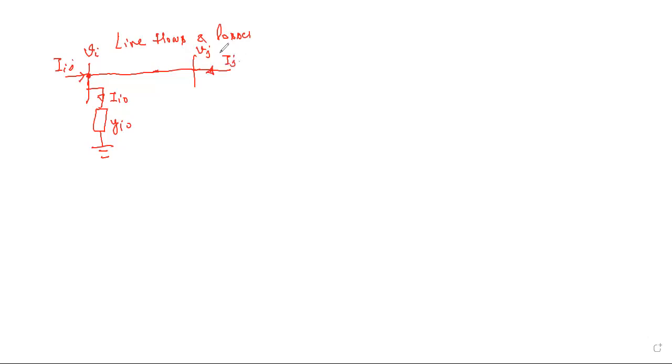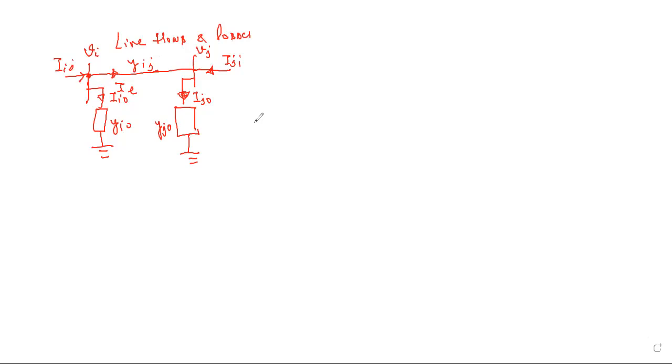I_ji, again this current is getting divided, going as I_j0, and it is again going to the ground, right? This is Y_j0. And now you have a load current on the line that is equal to I_L, and the admittance of this line is Y_ij. Now, when you have done the iterative solution of bus voltages, the next step would be to compute the line flows and losses.